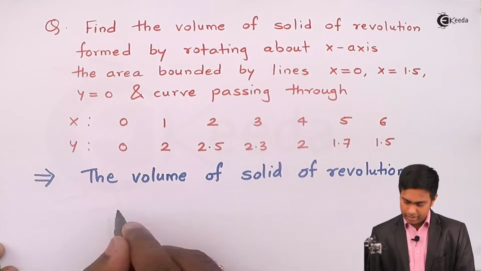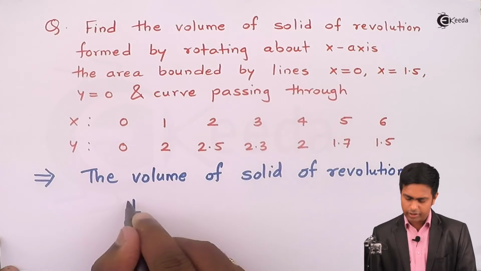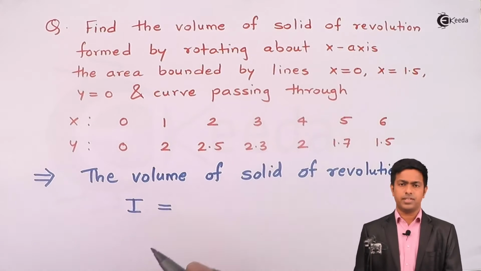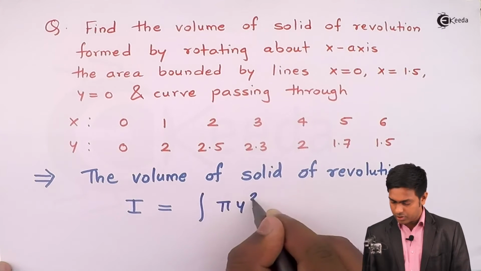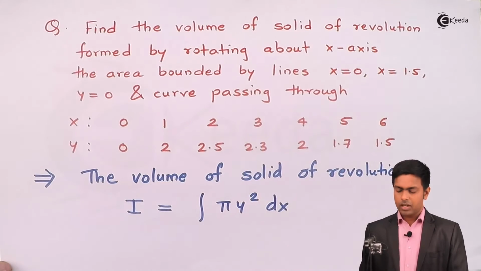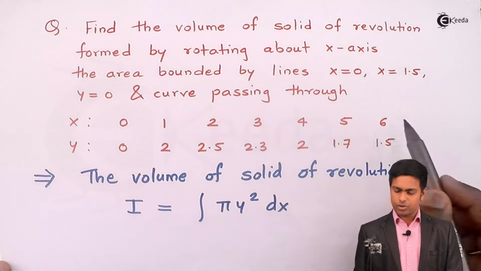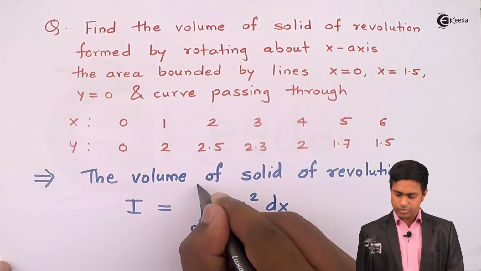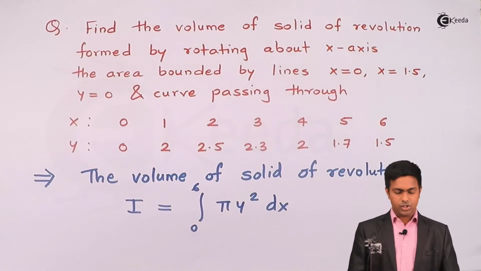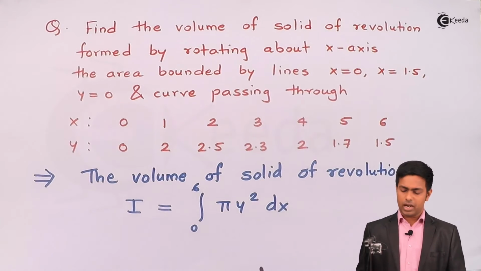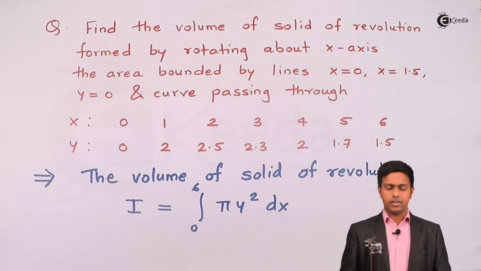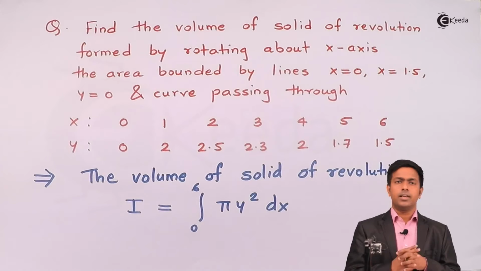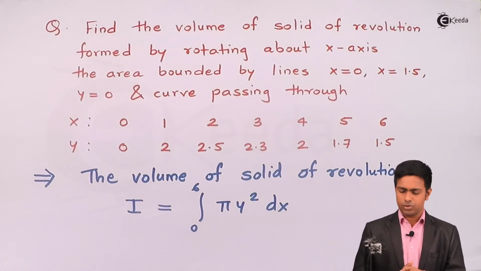is given by I equal to, or you can also call it V since it is a volume, integration of pi y square dx. And since my x is varying from 0 to 6, the integration is from 0 to 6. So in short, to get the volume of solid of revolution, I have to evaluate this definite integral. And to evaluate this integral, we have to use the method of Simpson's 3/8 rule.